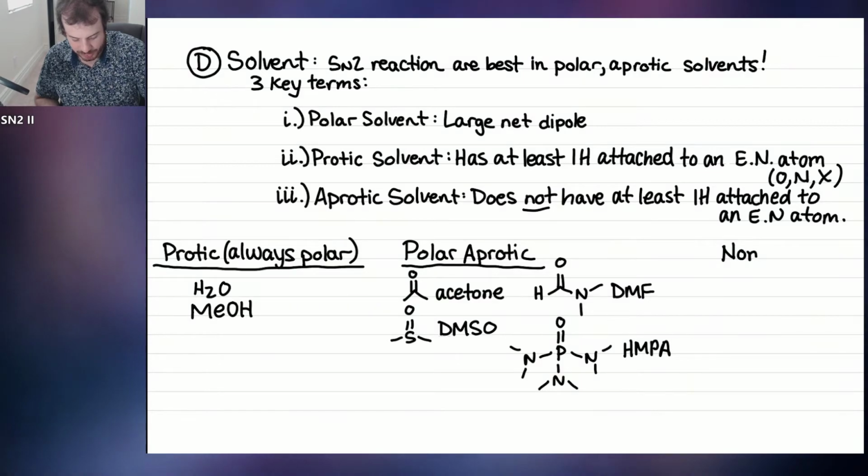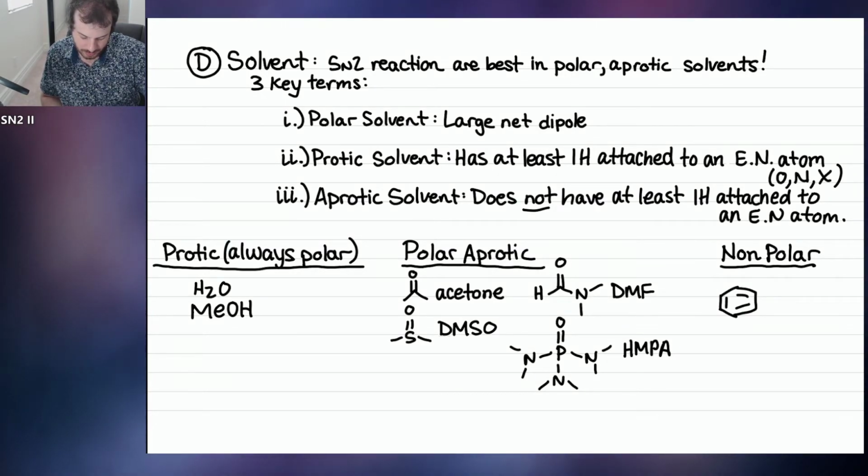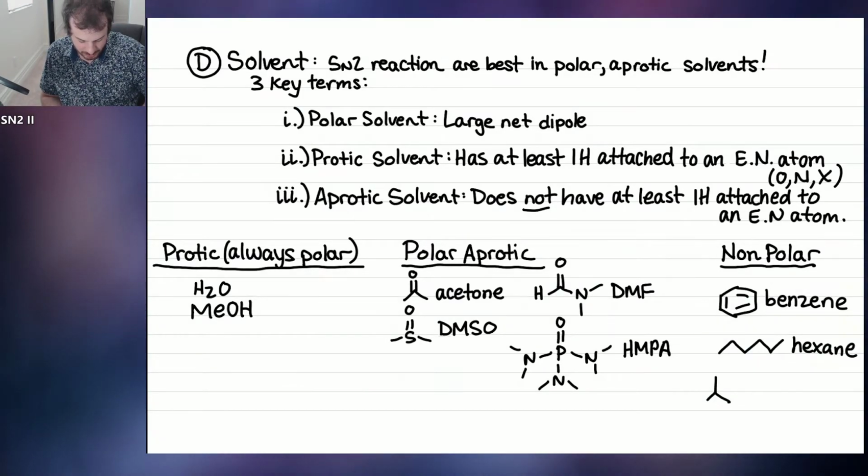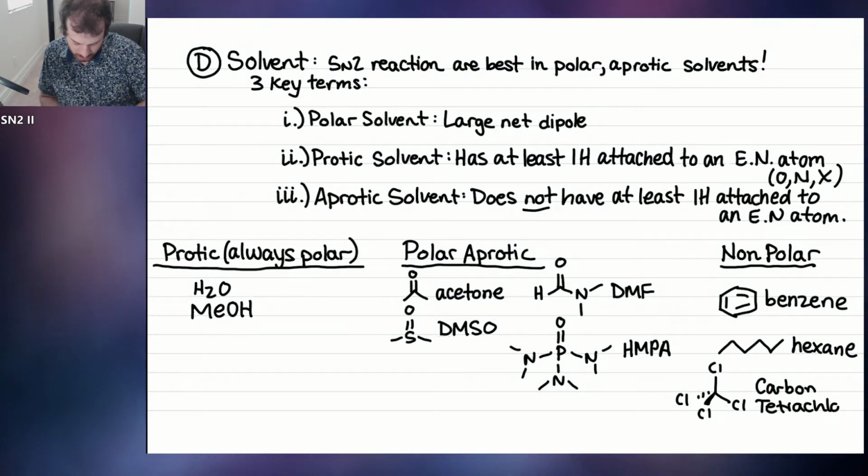And then there's some nonpolar solvents. Nonpolar solvents include benzene, hexane, and carbon tetrachloride. Benzene, carcinogen; hexane, neurotoxin; carbon tetrachloride.